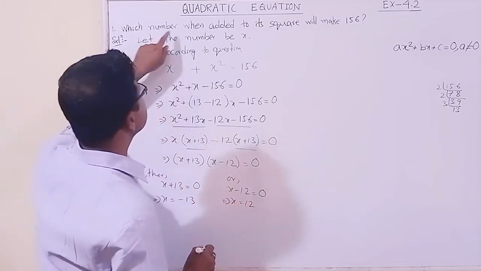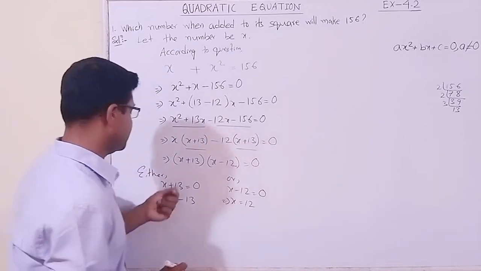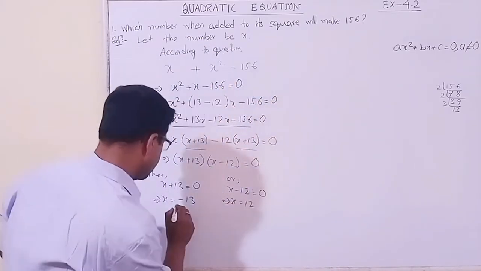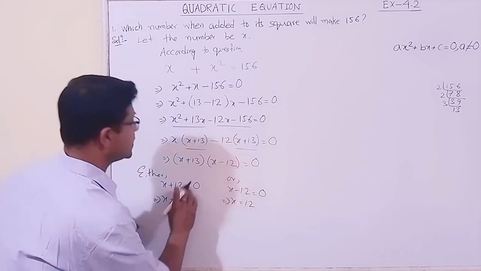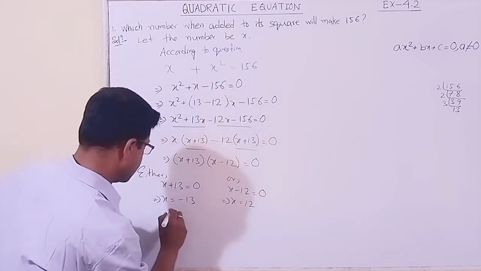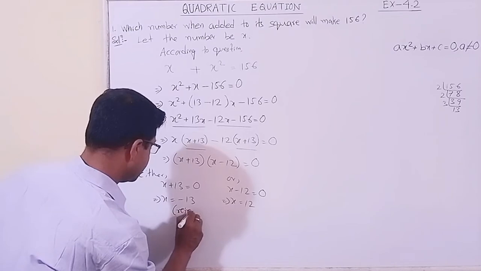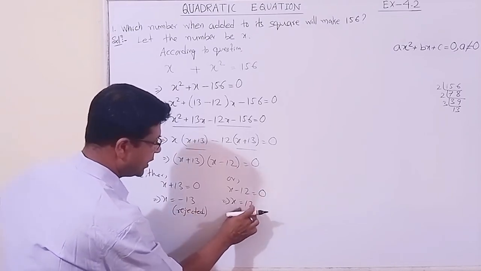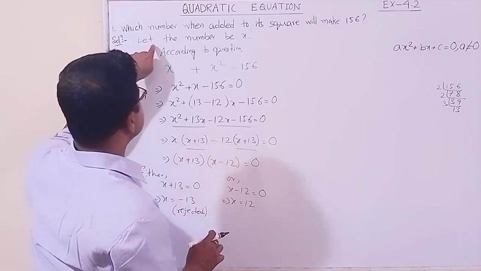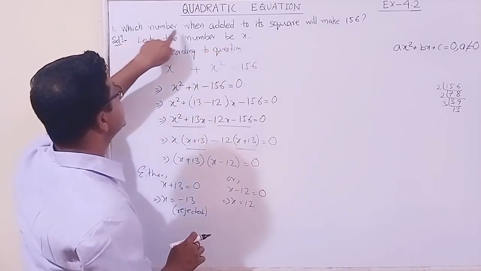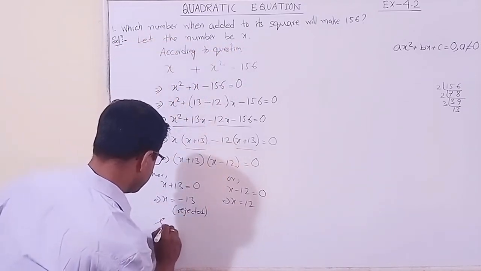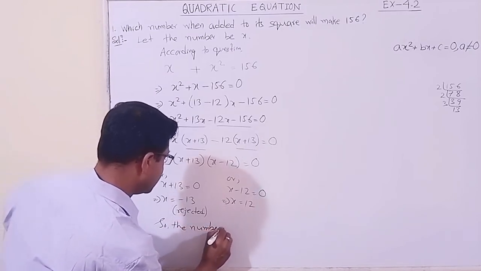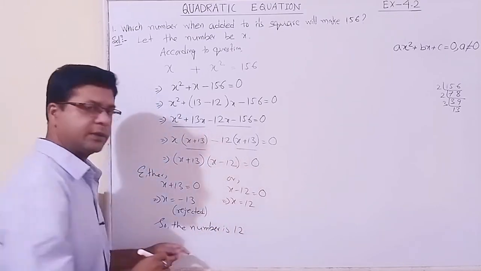Now let us read the question. Which number when added to its square is 156? My dear, the sum is positive, so we cannot take the negative term. If it is a negative number, then the sum will not be that positive number. So this part is rejected. Therefore this is our answer. What we assumed, let the number be x. What was the question? Which number? So the number is 12. Is it okay?